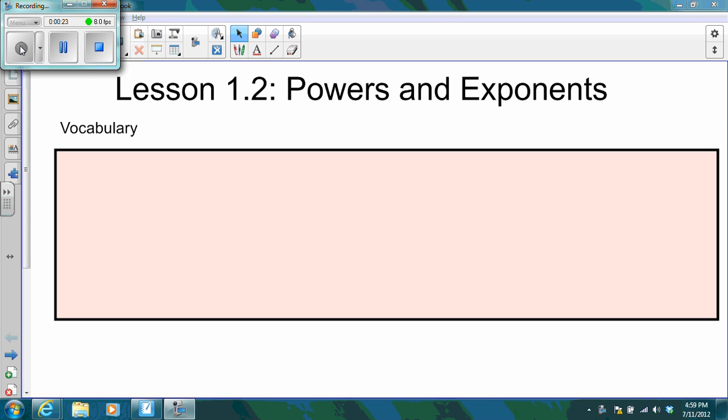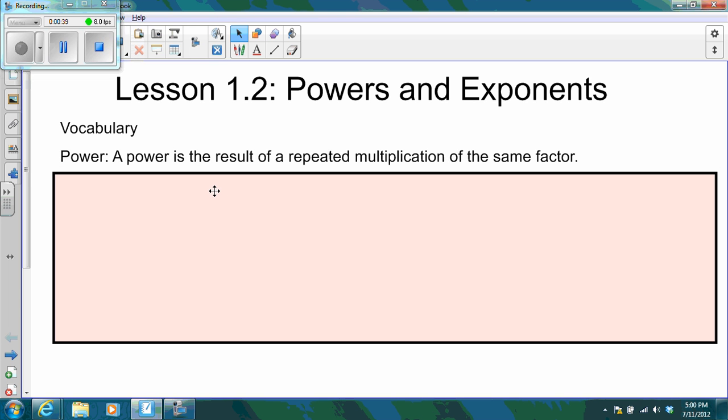in class. So this lesson actually has some vocabulary words which may be new, so you should make a vocabulary section in your math rules notebook to help you when you come to solving problems and come across these vocabulary words. So the first is a power, and a power is the result of repeated multiplication of the same factor.